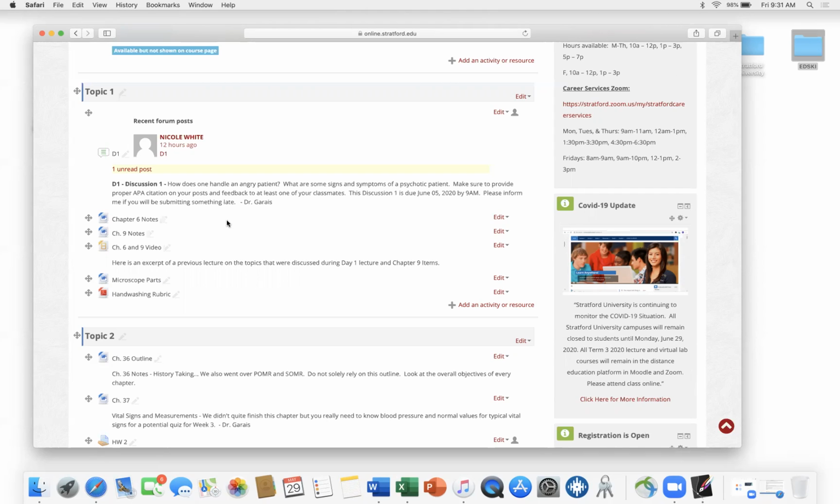How does one handle an angry patient or a potentially psychotic patient? And if you recall, osis means abnormal condition, psych means mind. So if someone's out of their mind, every time we as human beings lose our temper, there's a brief moment that we're a little bit out of our mind.